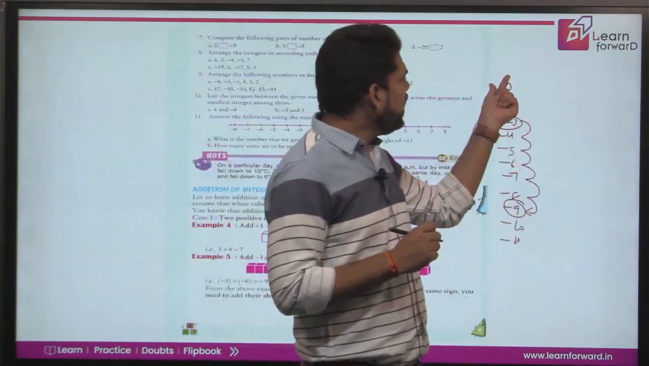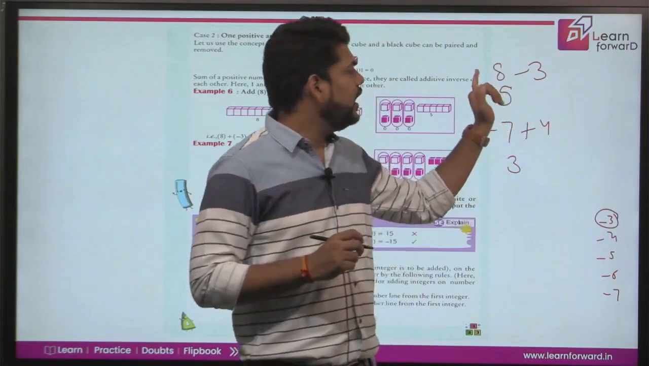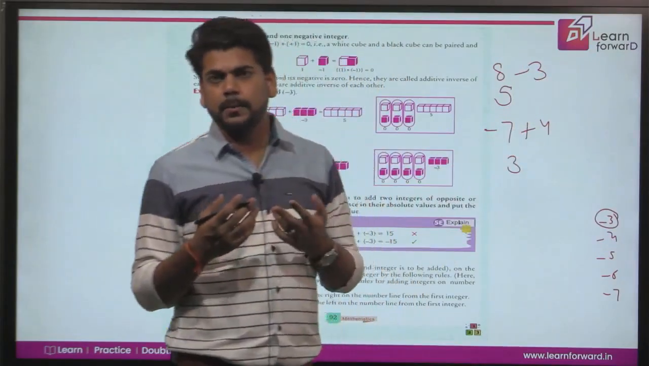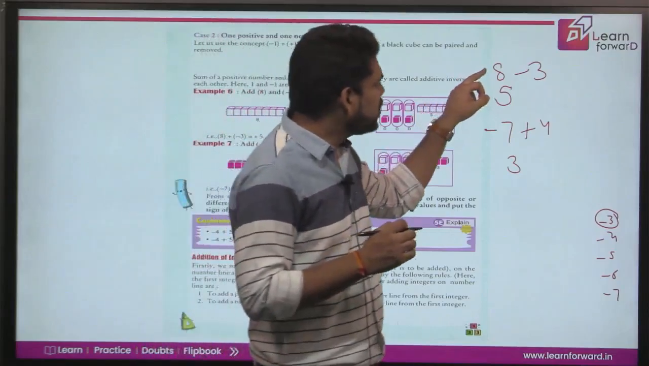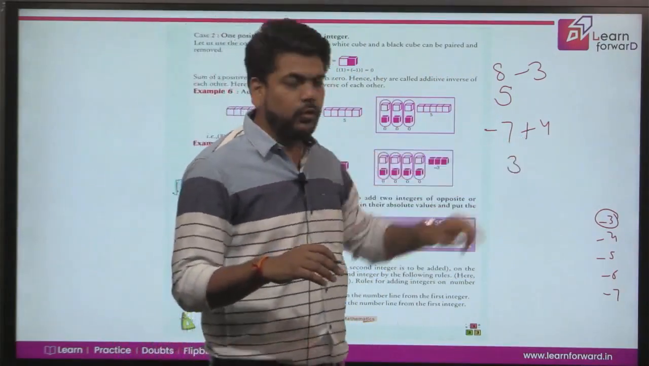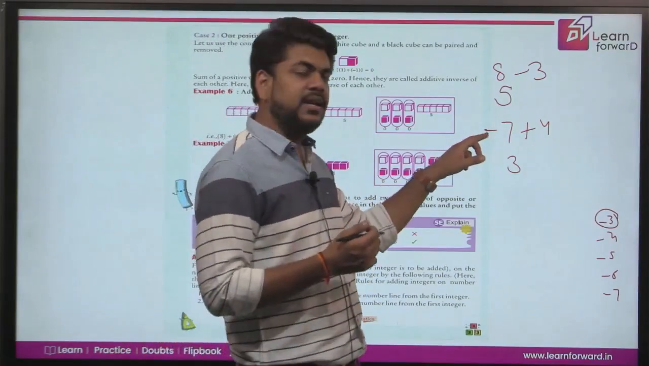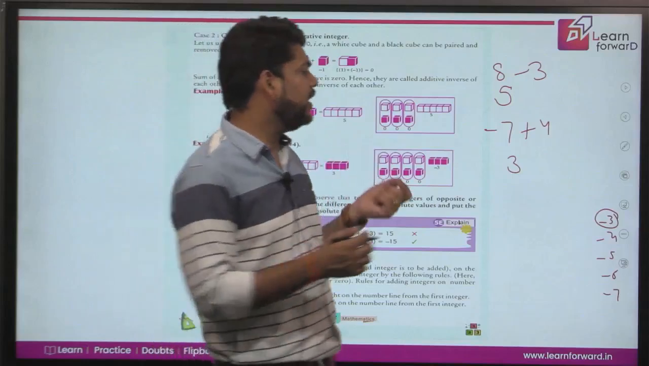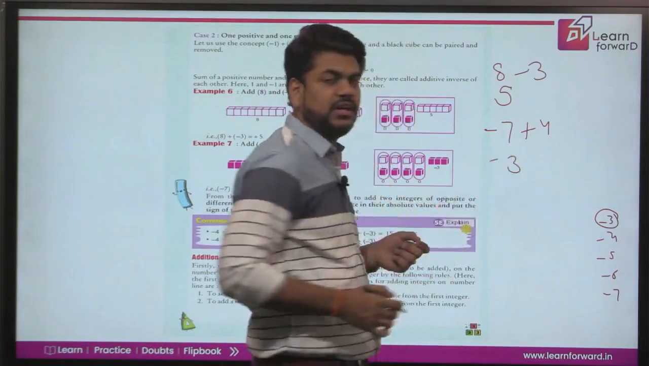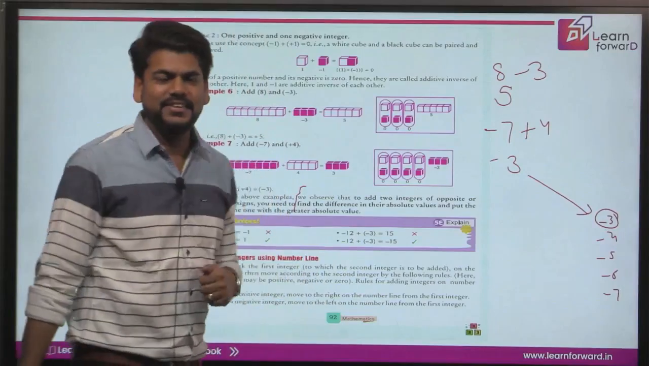We put the sign of the greater number. If I ask in 8 and 3, don't see the minus, which one is greater? 8. So 8 is positive, your answer will be positive. In 7 and 4, which one is greater? 7. The sign of 7 is minus. We always put the sign of the greater number. The answer is minus 3. And this answer matches our practical example. Right?